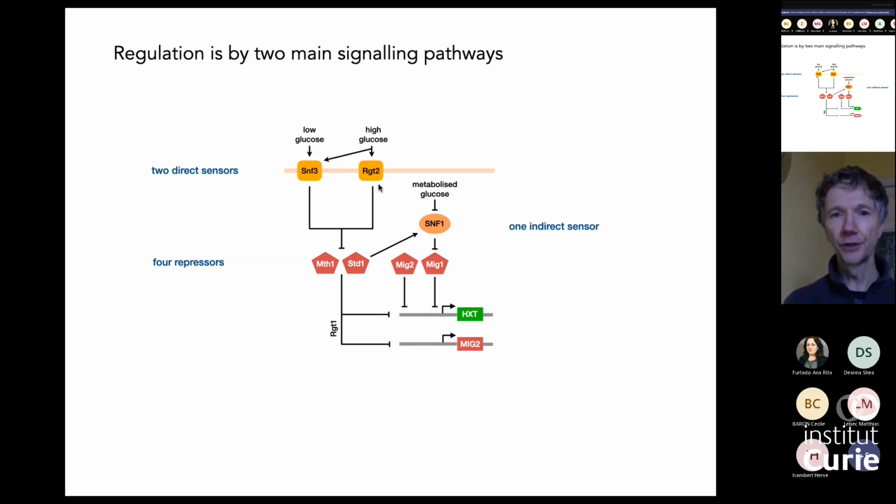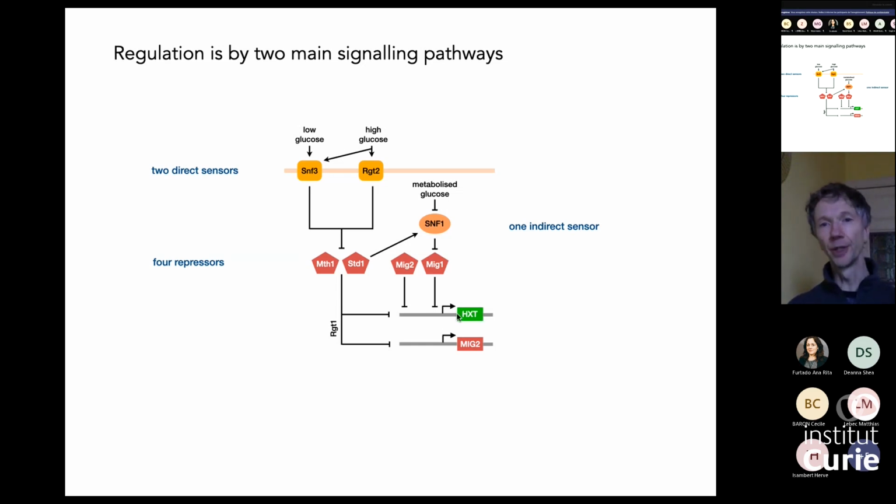And these two sensors control the activity of two repressors. The way they do that, I'll come to a bit later, but it's not too important. You can think of them both as repressing the activity. And then these repressors go and control the level of the transporters, which are the HXTs.